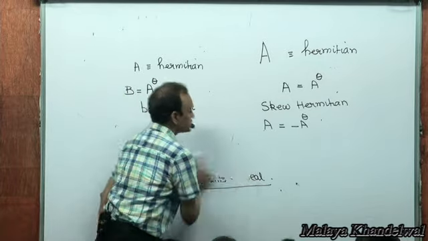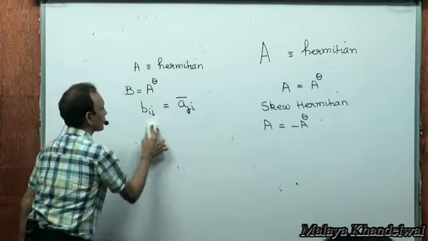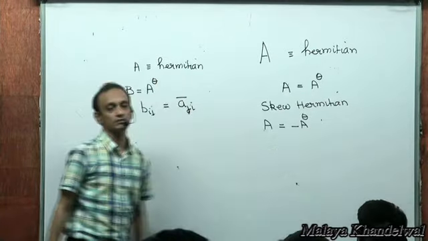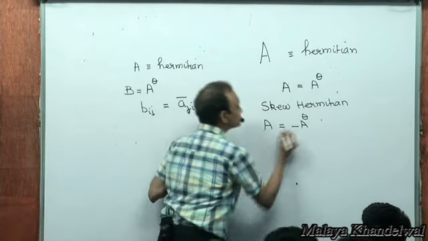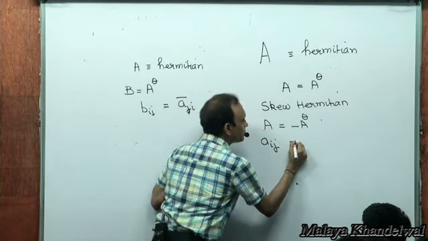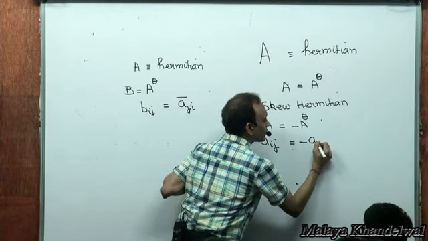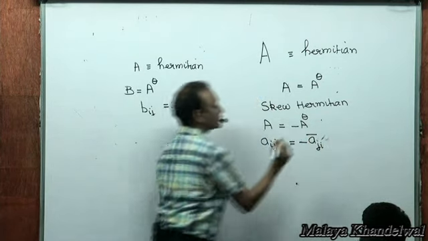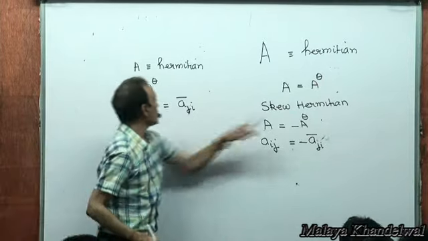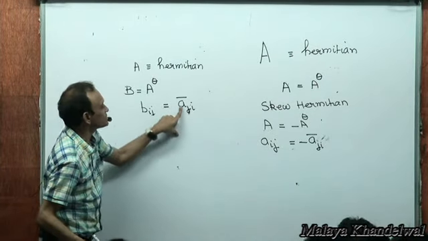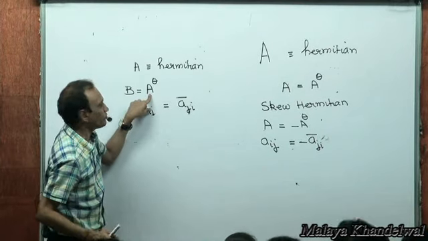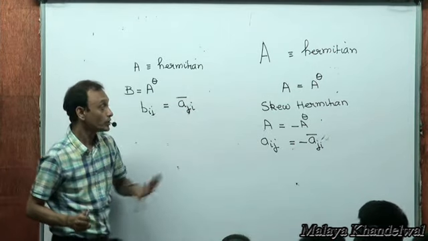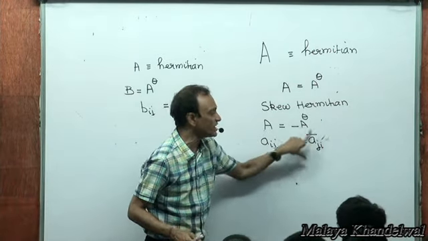Now, in a skew Hermitian matrix, A is minus A theta. Aij then is minus AJI conjugate. Yes or no? That's what it means. Because A theta has elements Ij, which is AJI bar. The ijth element of A theta is AJI bar. Yes or no? That means this can be written as minus AJI bar.